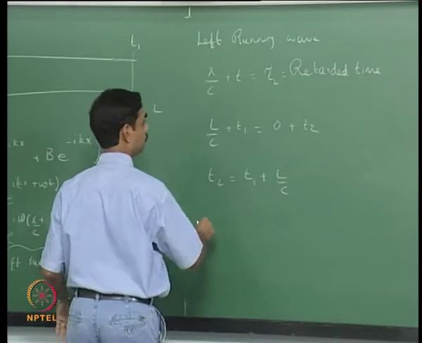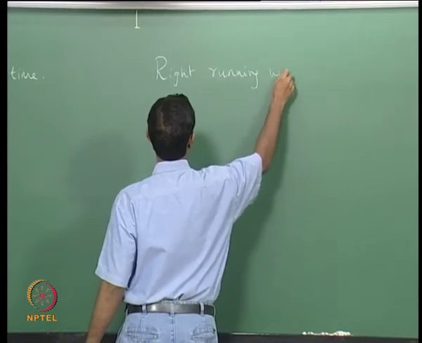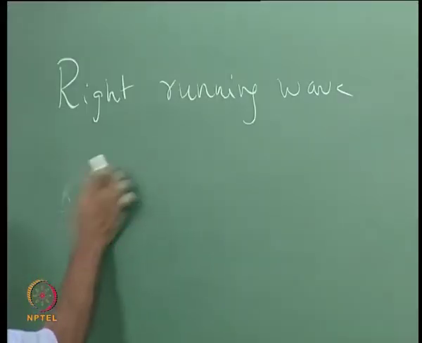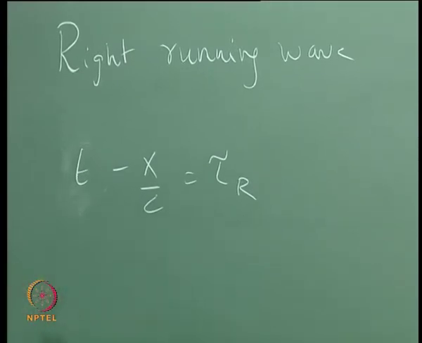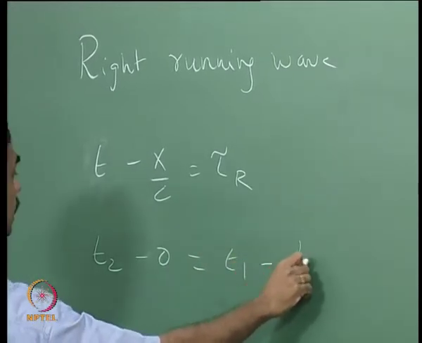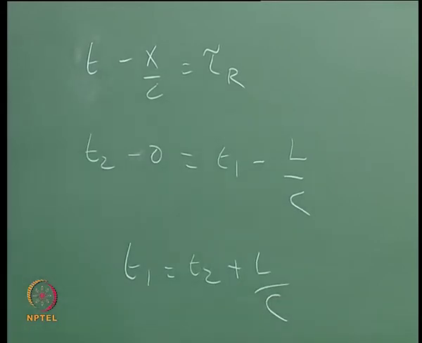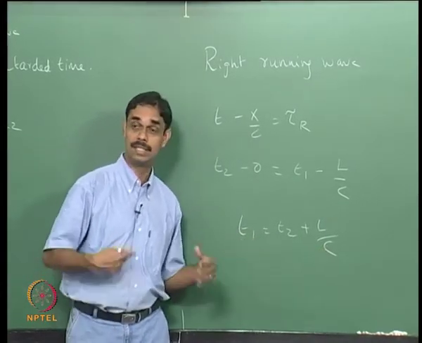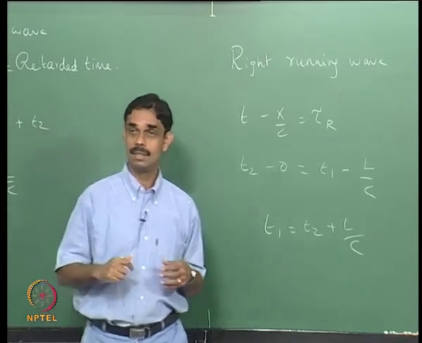Now if you look at the right running wave, there it will be t minus x over c equal to tau r. So at x equal to 0, you will have t2 minus 0 equal to t1 minus L over c. So t1 equals t2 plus L over c. So if the wave was at x equal to 0 at time t2, then after some extra time L over c it reaches L at t1, which is consistent with our understanding that the wave is moving from 0 to L. So both are consistent. There is no need to modify the coordinate system. Is it okay? Okay. Any other questions?